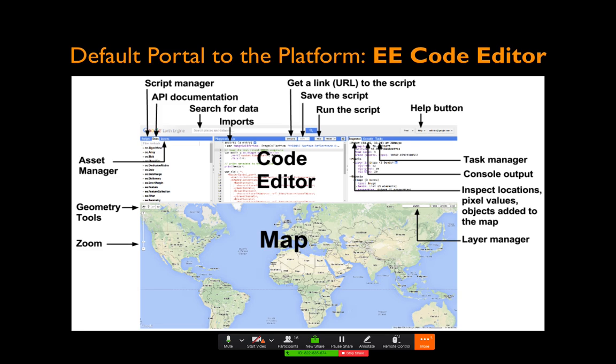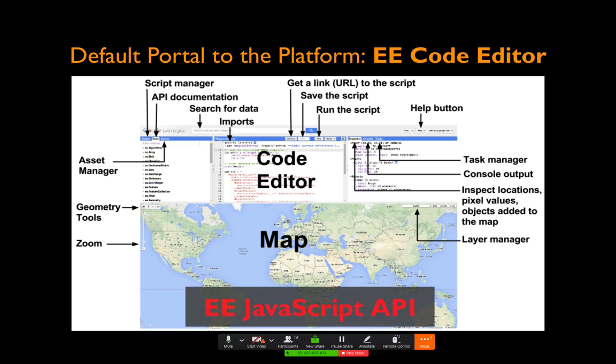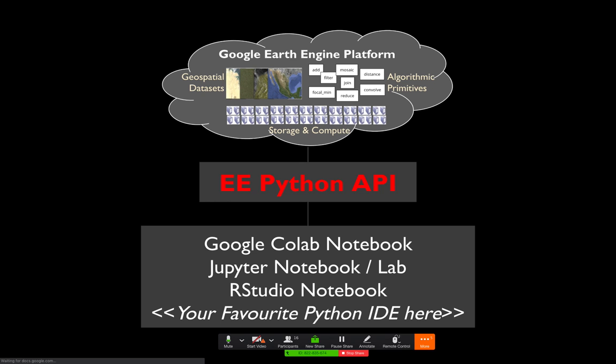There are assets that you may want to bring in at various points. There is an inspector. There are so many things that are built into this already. But all of this, in some sense, is the way you're doing this is through JavaScript. The code editor is giving you a JavaScript API to Earth Engine. So that's basically what you're doing. The browser is basically your window to connect to the Earth Engine platform in the cloud. And what you're getting there is a JavaScript API.